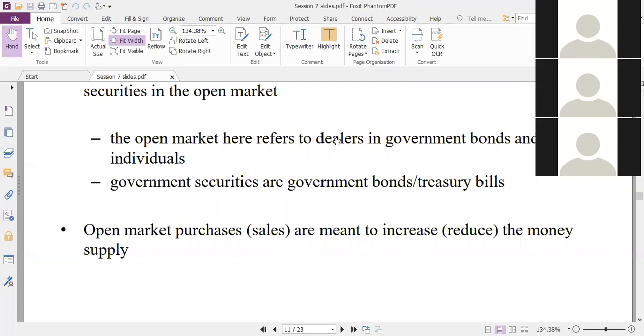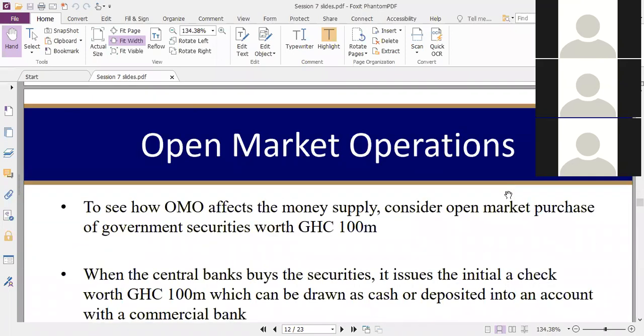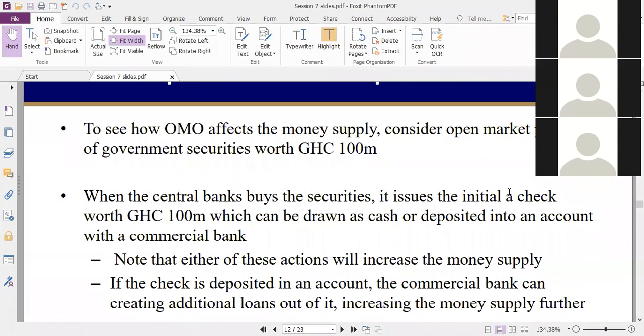Good. Now, we said that we are also going to establish that open market purchases increase money supply, and open market sales decrease money supply. Now let's take them one by one. We are going to see how OMO affects the money supply.